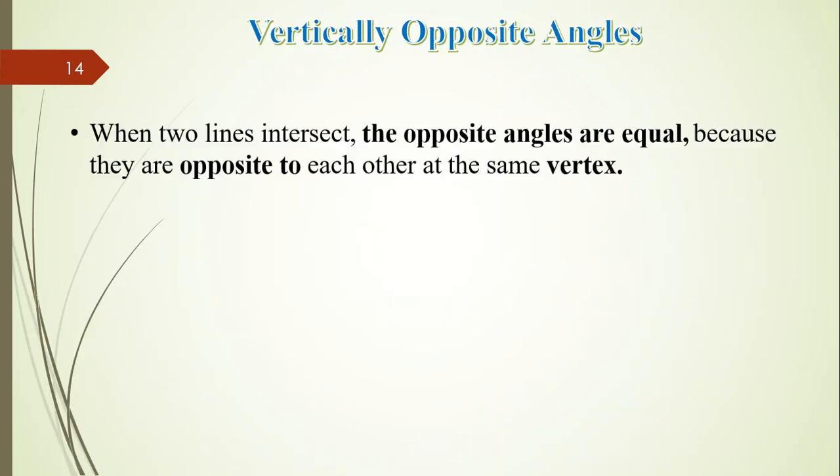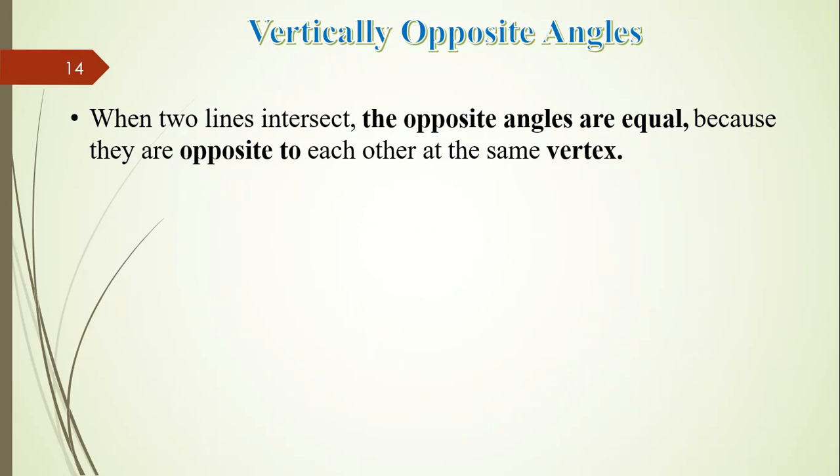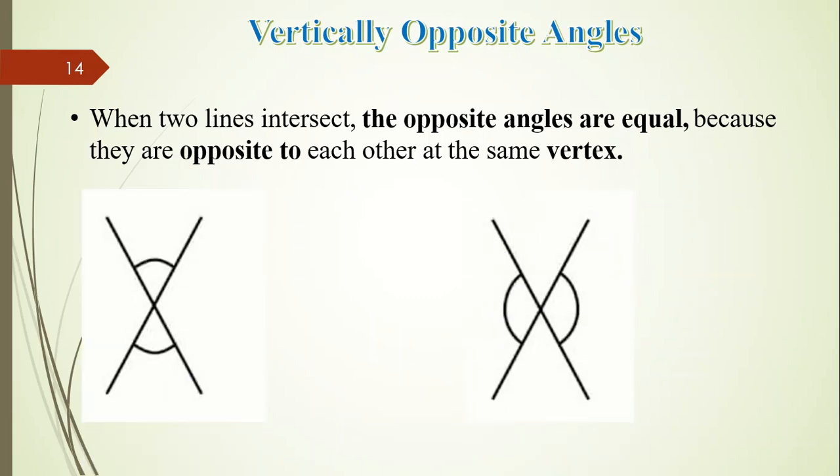Vertically opposite angles. When two lines intersect, the opposite angles are equal because they are opposite to each other at the same vertex. So here we have two lines intersecting. The facing or the opposite angles, here and here, are equal, and we have another two angles here and here. They are opposite and equal. Always the opposite angles are equal, since they are opposite to each other at the same vertex.